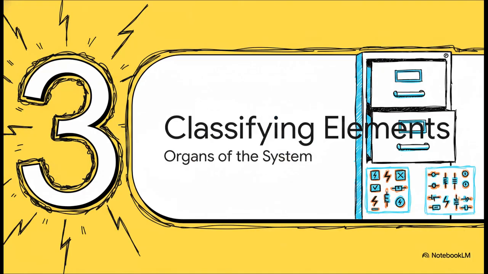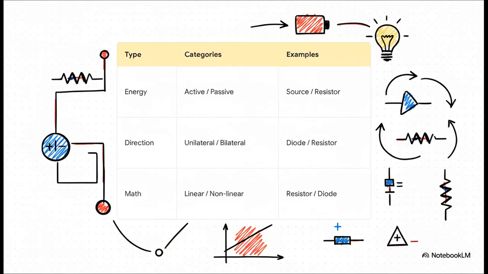Let's step into section 3, classifying circuit elements, the organs of the system. Instead of looking at a circuit board as a chaotic jumble of random parts, we can group network elements into really clear behavioral pairs. This makes it so much easier to predict how a circuit will act. By classifying them by their energy role, their directional behavior, or their mathematical relationship, we bring a nice logical order to the whole system. We can seamlessly categorize things as linear or nonlinear, unilateral or bilateral. It's kind of like a mental filing cabinet for engineering.